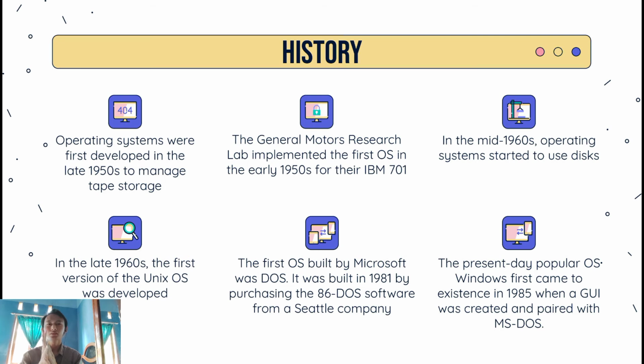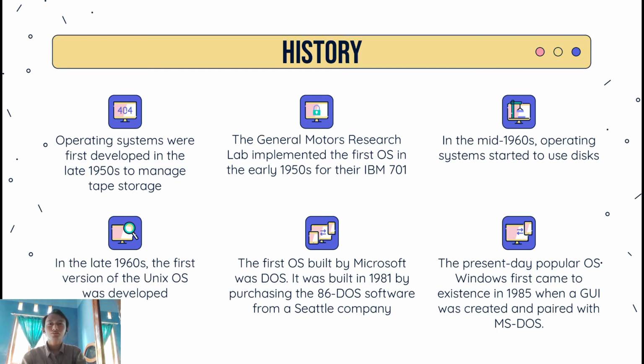This just has 6 points, but it is a summary of all the OS history, because if I tell you all of them, it won't fit in this video. The first one: the operating system was first developed in the late 1950s to manage tape storage. Tape storage is that thing, I've never seen it in person, but I have seen it on Google. You can search it.